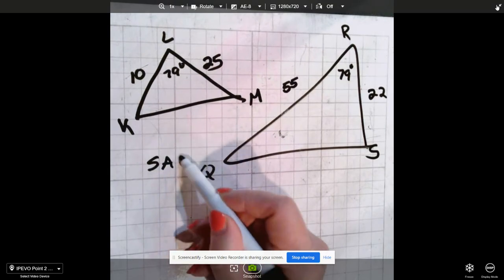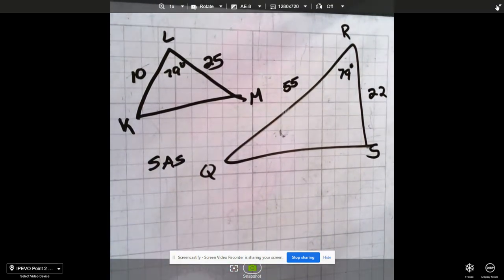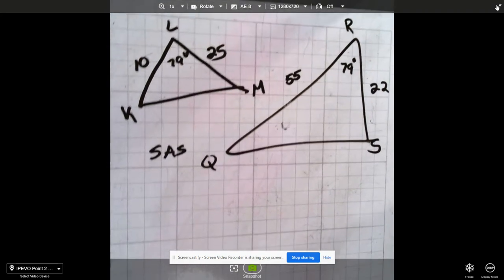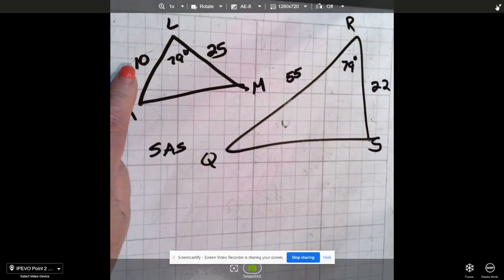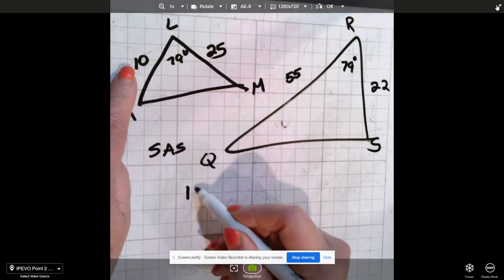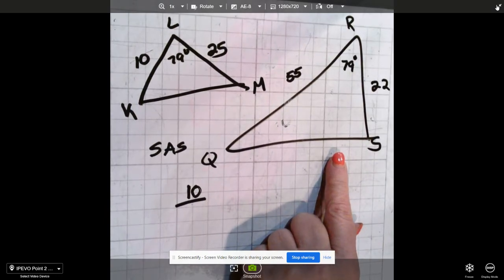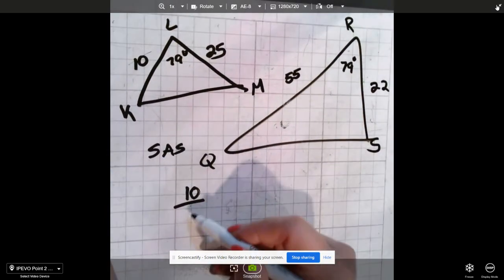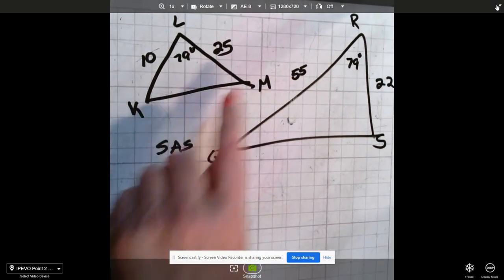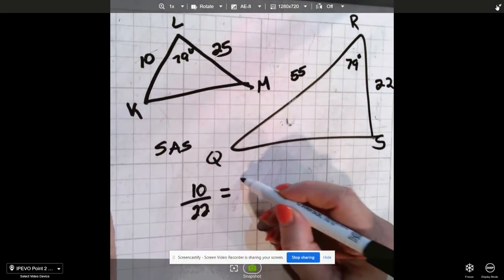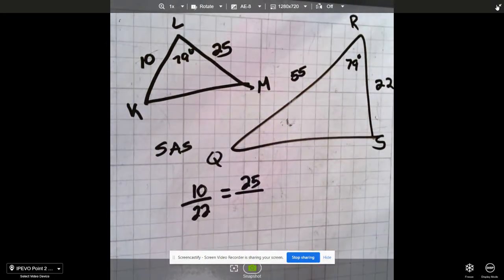But I don't know that until I can prove that those sides are proportional. So we're going to do the same thing that we did on the side, side, side configuration. I'm going to take a look at this triangle, and I'm going to take the smallest side, which would be 10. And I'm going to put it over the smallest side of the other triangle, which in this case is 22. And I'm going to find out, does that equal this side, 25, over this side, which is 55?